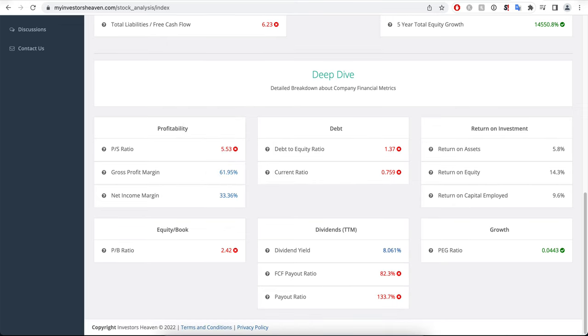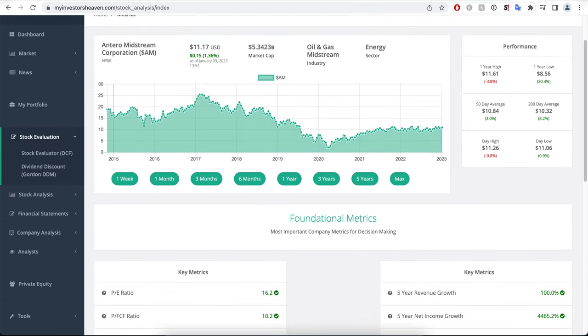Now, interesting point here. The dividend yield of the company is sitting at 8%. That's very high. And at some point, it was even higher, as you'll see. But the payout ratio in terms of its free cash flow is 82%. That's very high. And the payout ratio compared to the net income is actually even higher, at 133% right now. So this is, again, a massive red flag here, which we need to examine in a little bit more detail.